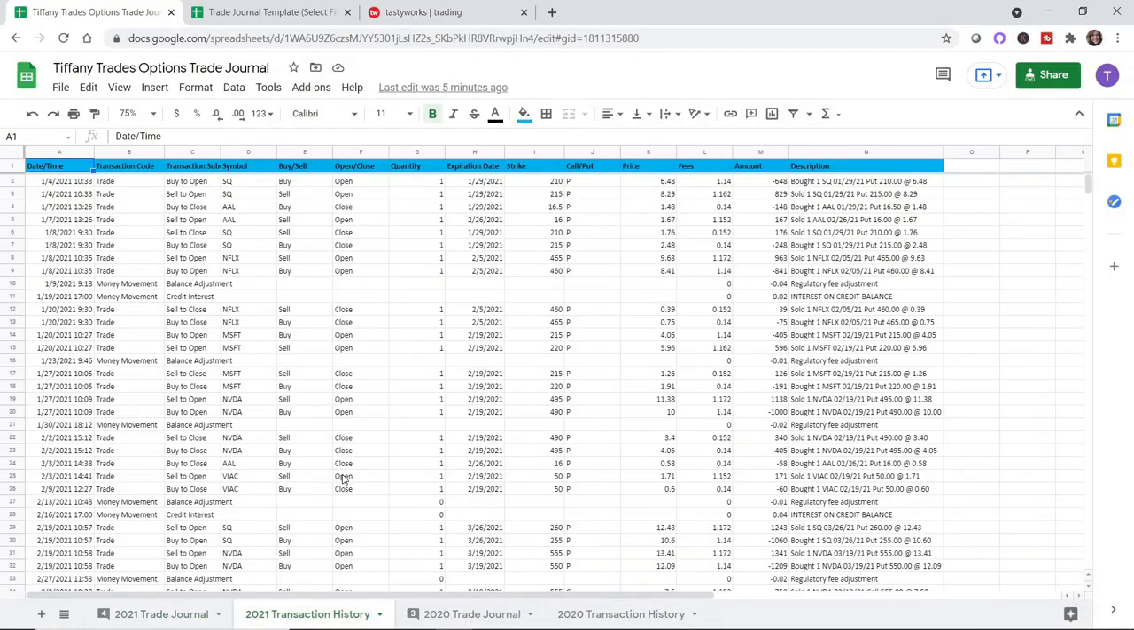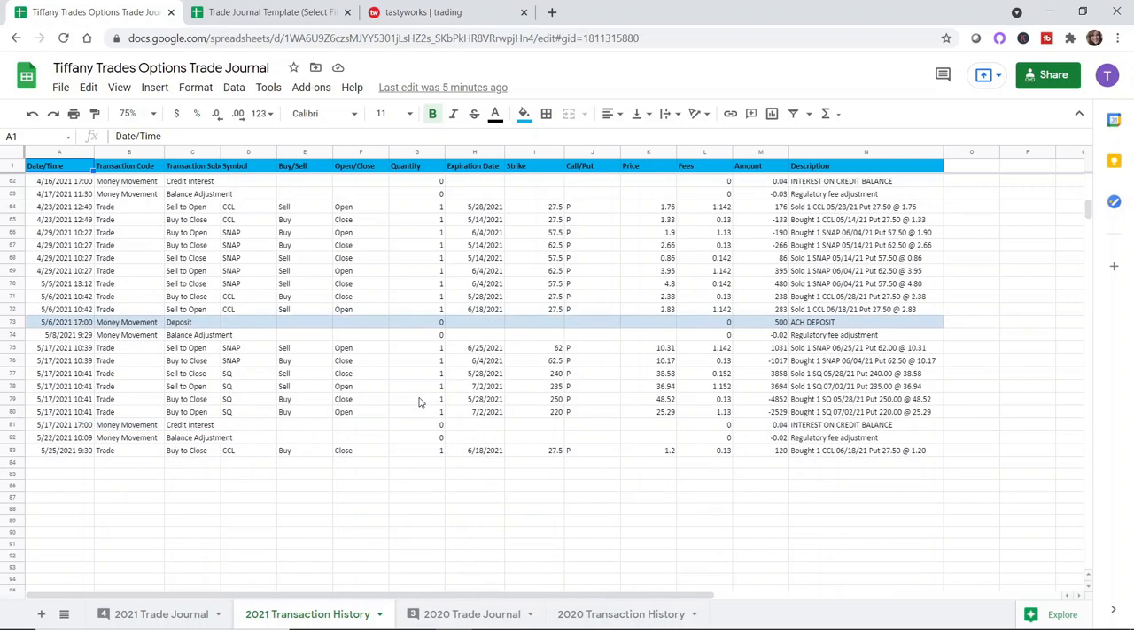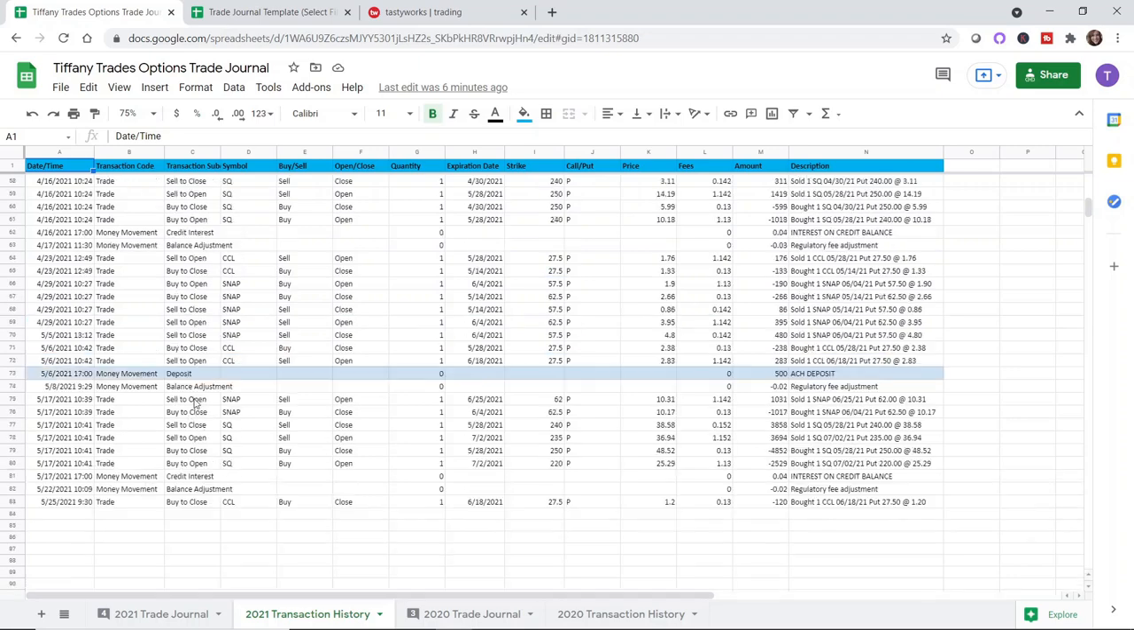If you want to see the more nitty-gritty details of each of my trades, I keep a separate tab over here in the Trade Journal on Transaction History. After each trade is executed, I will just download it directly from Tasty Trade and just copy and paste the cells over so that this is here for you. There's nothing really to it.